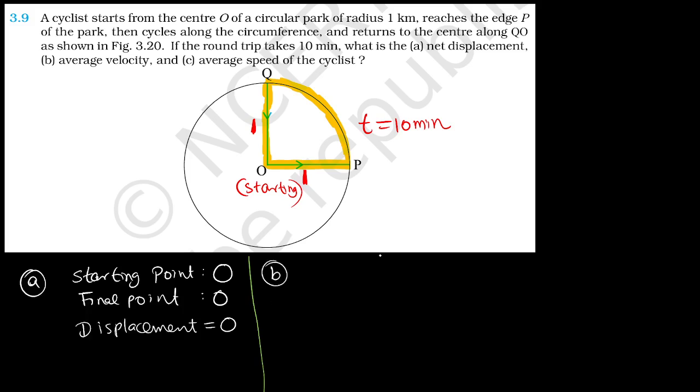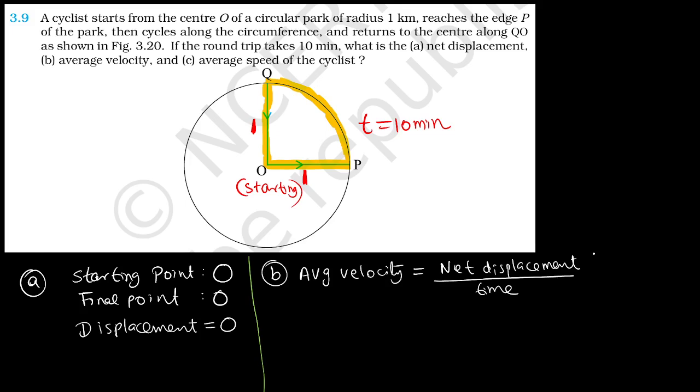Average velocity, it's very simple. Average velocity is defined as net displacement divided by time. Sometimes they will not mention average. Anyway, velocity is defined as the net displacement by time.